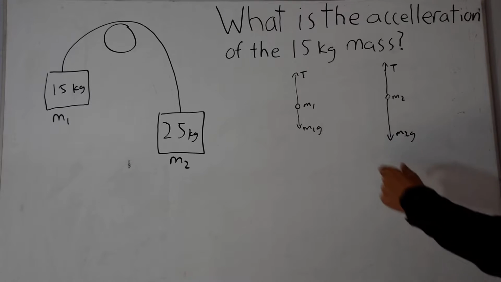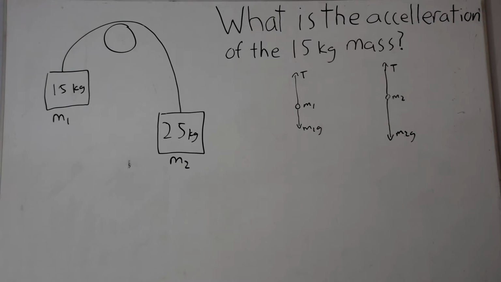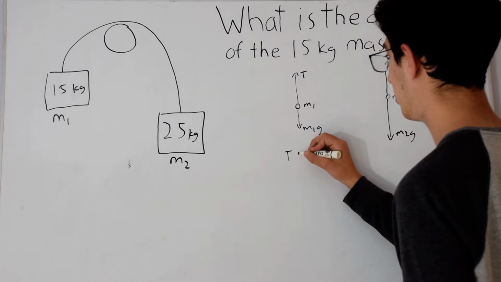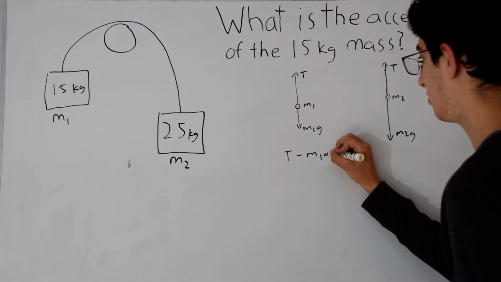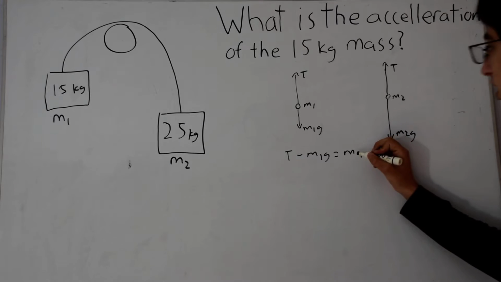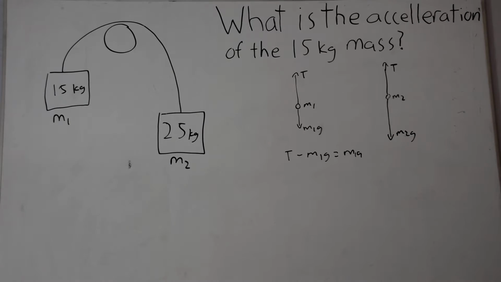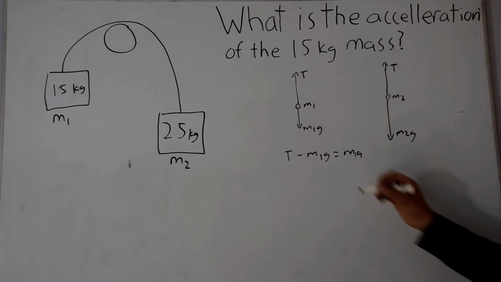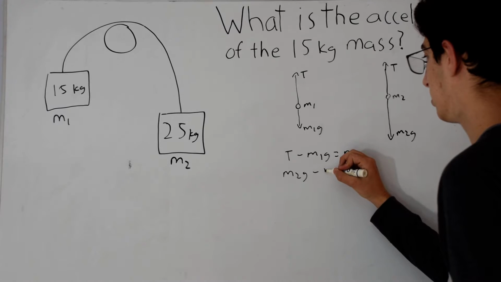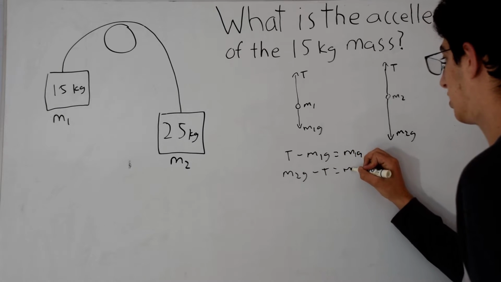Okay, and we can use these two free body diagrams to make a system of equations using F net equals ma, or Newton's second law. So F net, which is the sum of all forces, so on M1 it's going to be tension minus M1G equals M1a, and for M2 it's going to be M2G minus tension equals M2a.